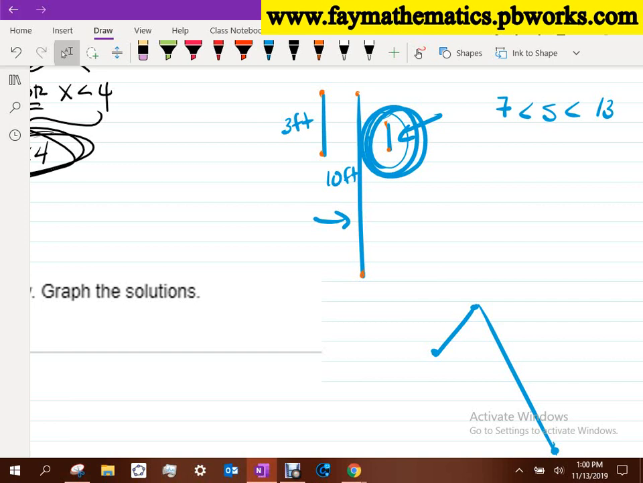Okay? That's an inequality though, right? So what I'm trying to get at here is, right now in algebra, it's kind of like weightlifting for football, right? Okay?